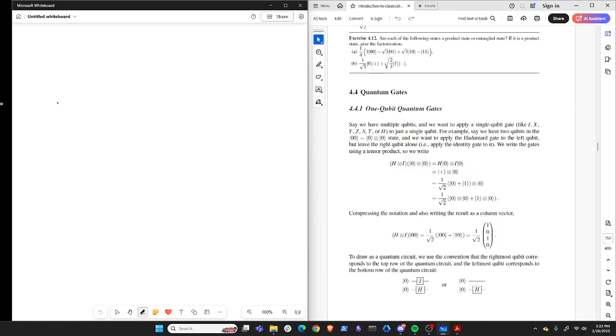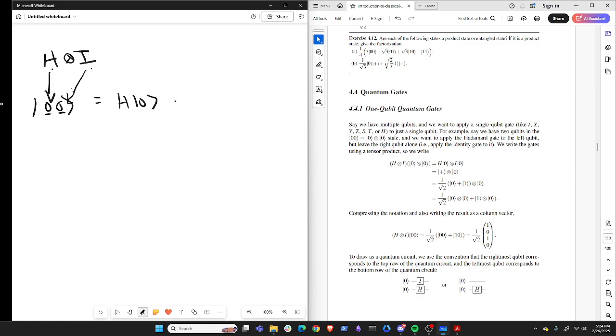So when we are applying one-qubit quantum gates to a single qubit, let's say that we have 2 qubits that are in state 0, 0, and we want to apply an H gate just to that one, then we apply the tensor product of the H gate and the identity gate. So the H gate is going to work on the first qubit, and the identity gate will work on the second qubit. So it distributes through like so.